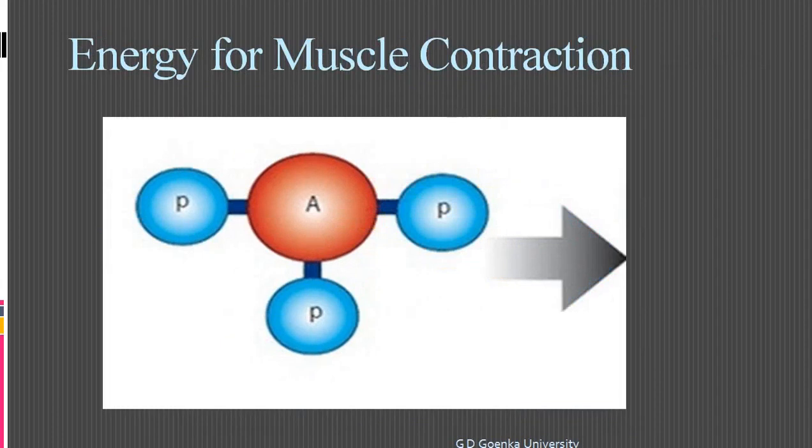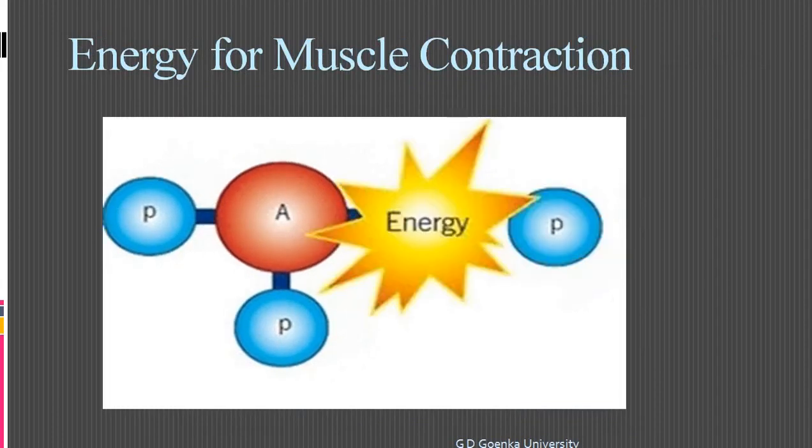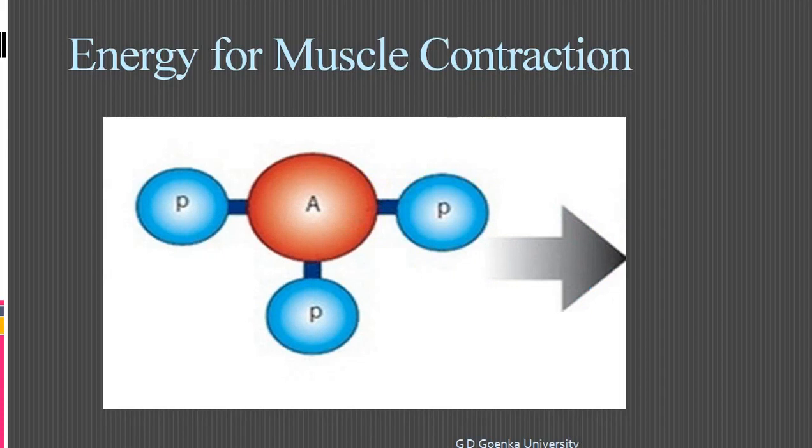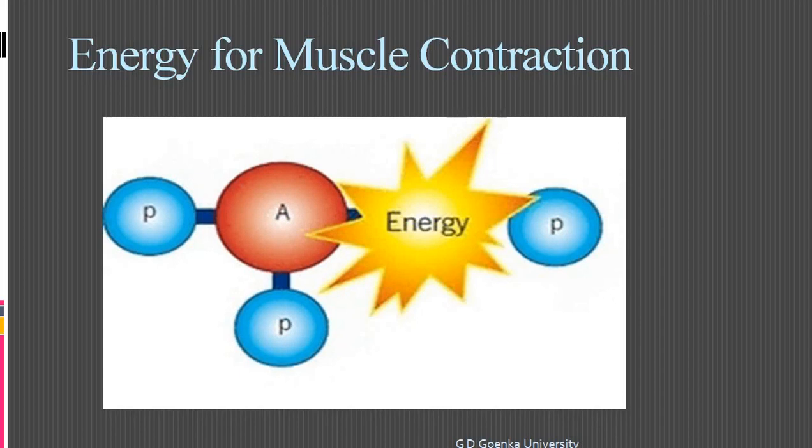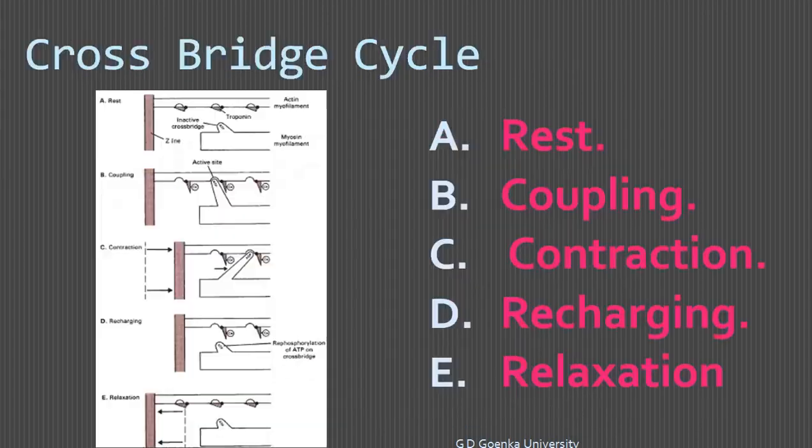ATP is required for muscle contraction. Myosin ATPase breaks down ATP into ADP and inorganic phosphate as the fiber contracts. The source of energy is from phosphocreatine, glycolysis, and oxidative phosphorylation.